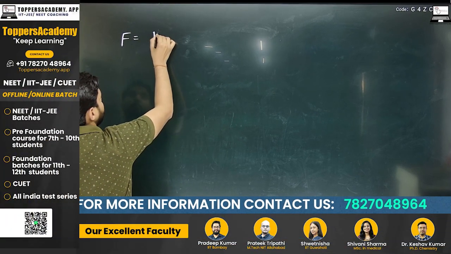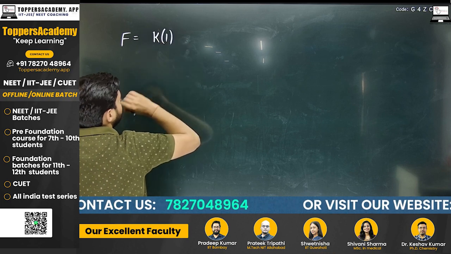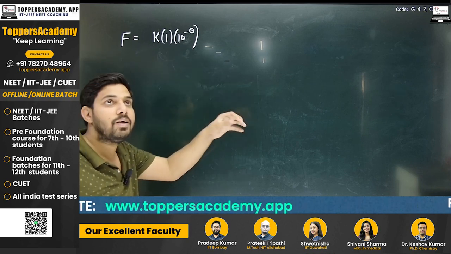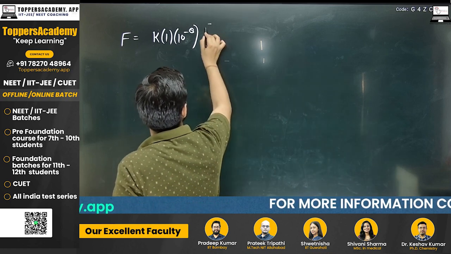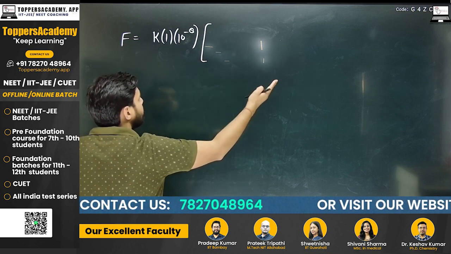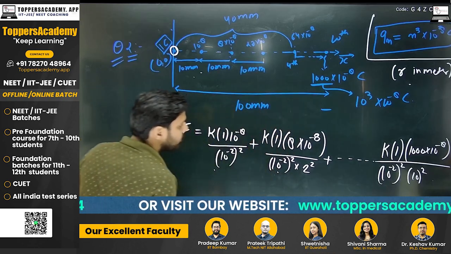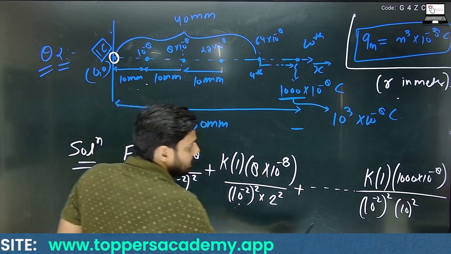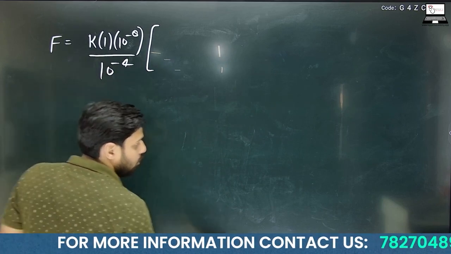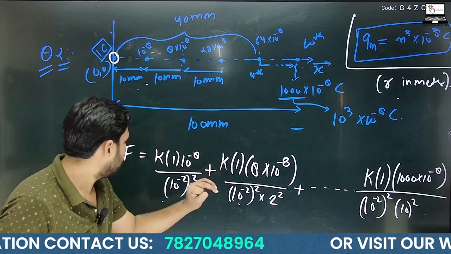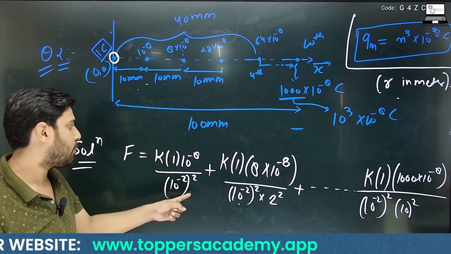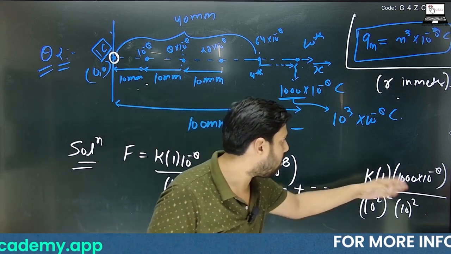Remember the values. K into 1 into 10 to the power minus 8, we are just taking it common. After taking these values common, what are we left with? One more thing to take common is 10 to the power minus 4, as you can see in the previous slide. We will take this common also. What we are left with is 8 upon 2 to the power 4, 1 upon 2 to the power 0, and all these things like that.